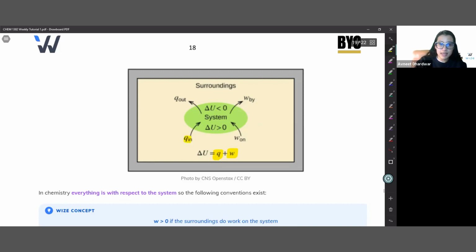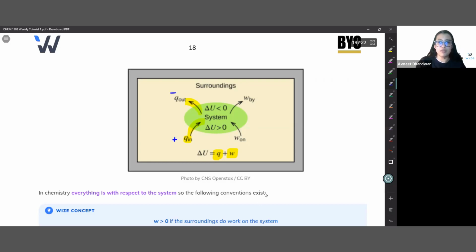So if Q, or heat, enters a system, we said that the system is gaining heat, and we want to think of it in terms of the system. So because the system's gaining heat, we give that Q value a positive value. On the other hand, if the system loses heat, heat is being lost by the system, I can draw an arrow leaving the system. Because the system is losing heat, I'm going to put a negative sign.